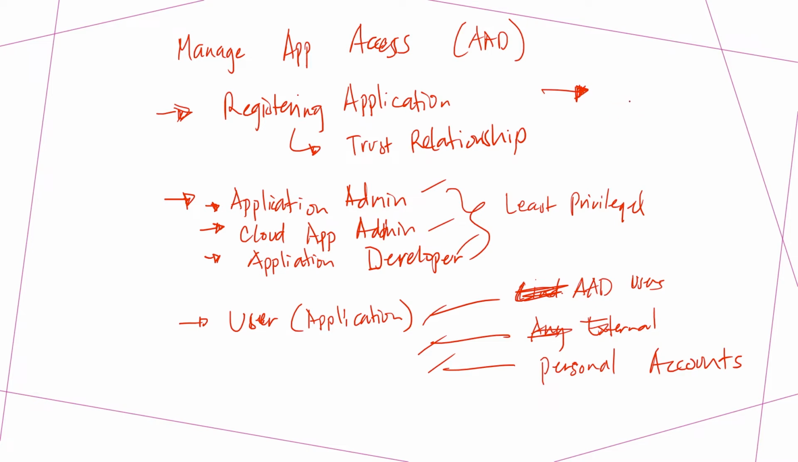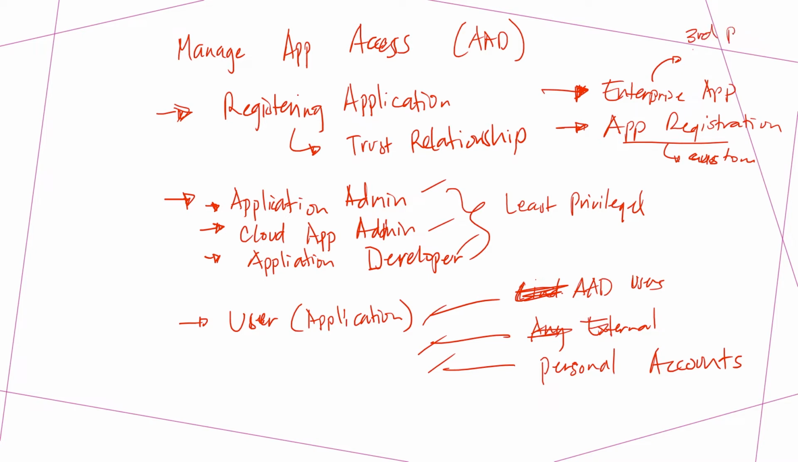Another thing we need to know is that there are two types of applications within your Azure AD tenant. This is the enterprise applications, and as you can see, app registrations. These are the custom apps, which is what we are going to create later on. Enterprise applications are also third-party apps, but they have a built-in configuration within Azure AD. I'm going to show that to you later on.